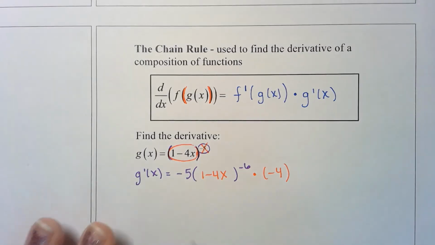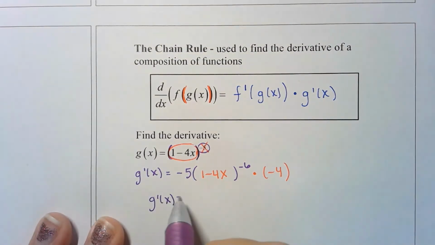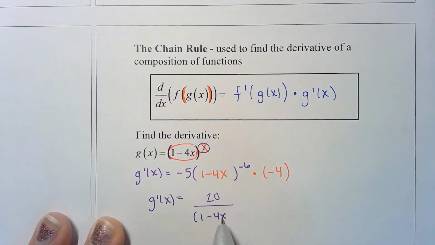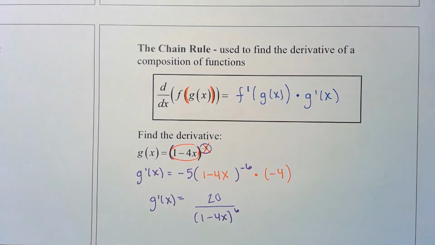Okay. If we wanted to, I'm not stressing this, but if we wanted to clean this up, I'd have a positive 20 on top and a 1 minus 4x to the 6th on the bottom. Okay. All right, let's take a look at some more examples.